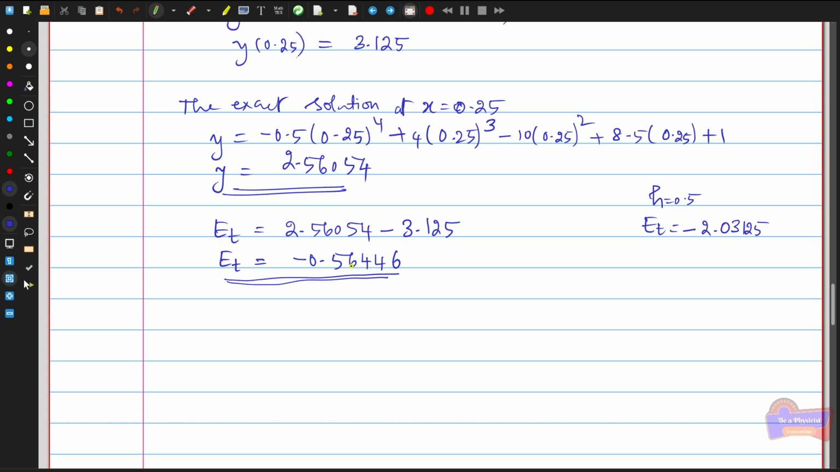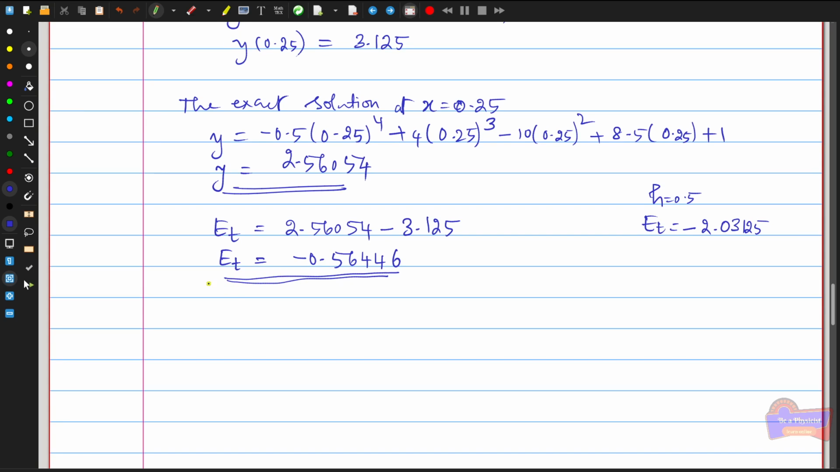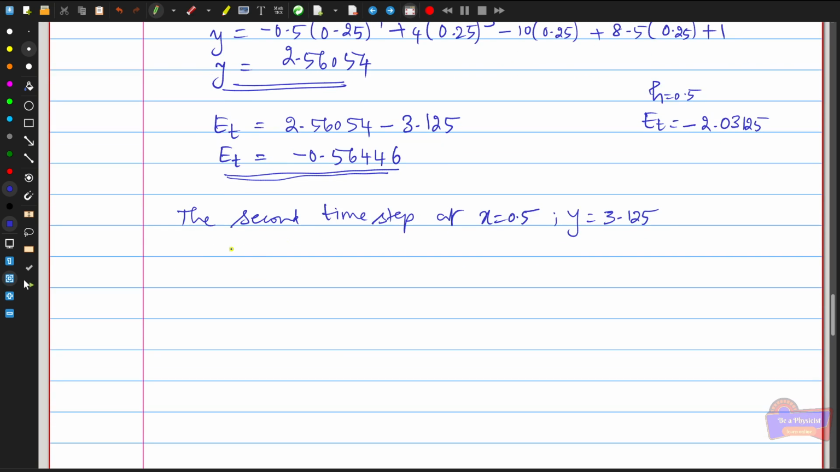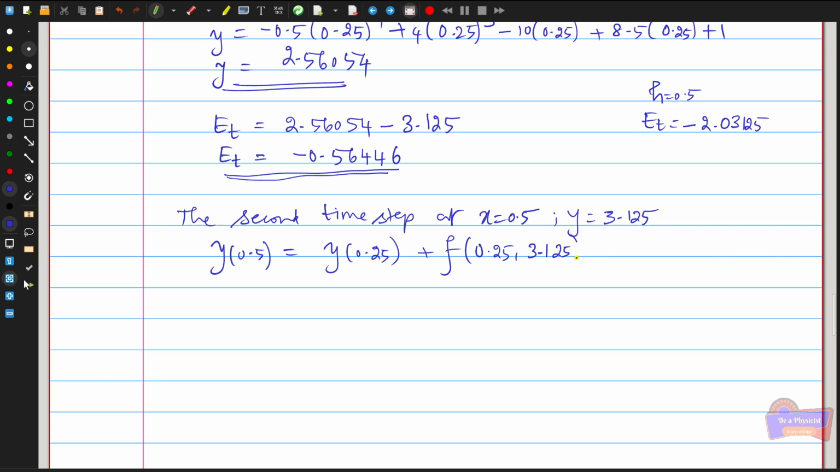Okay. Similarly, you can numerically find the solution at the second step. The second time step is at x equal to 0.5, with the y value of 3.125, which we calculated using the previous step. Just substituting these values in Euler's equation, y of 0.5 is equal to y of 0.25 plus the slope at 0.25, 3.125, the x and y values, multiplied by the time step 0.25.